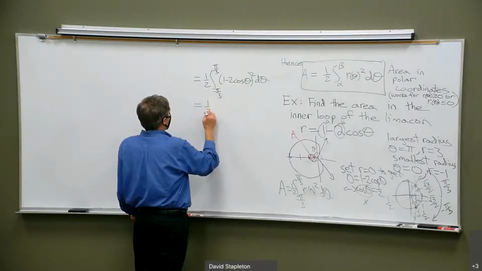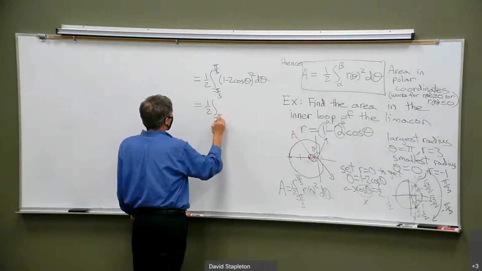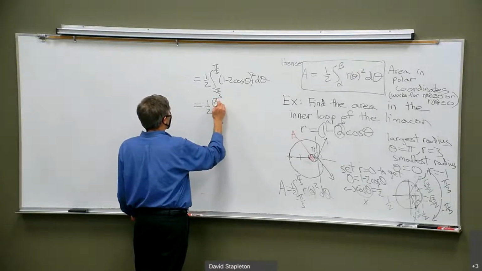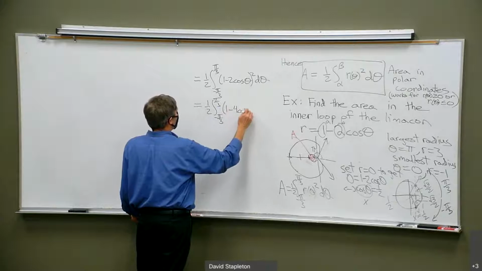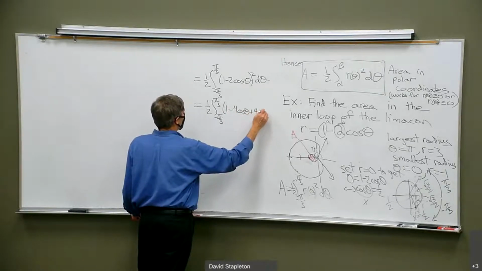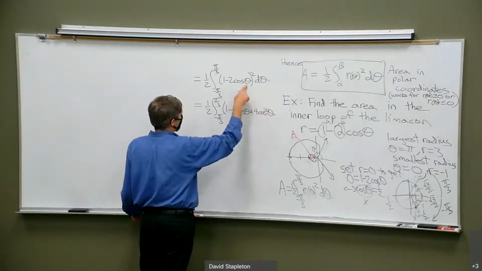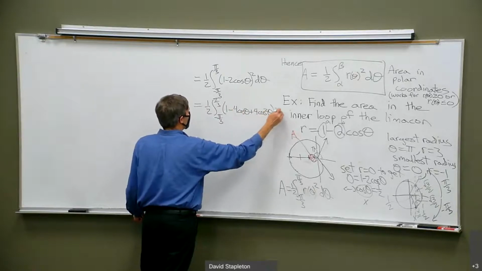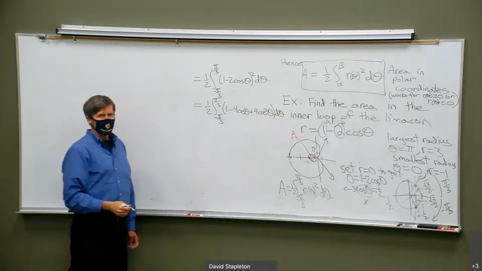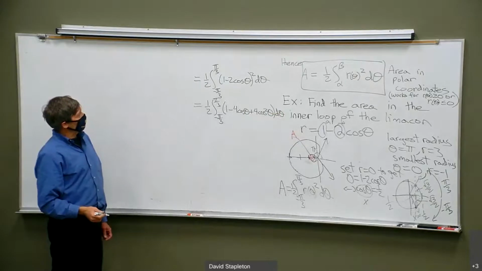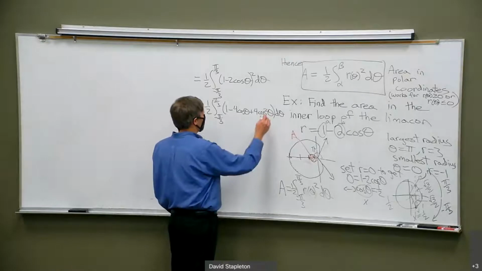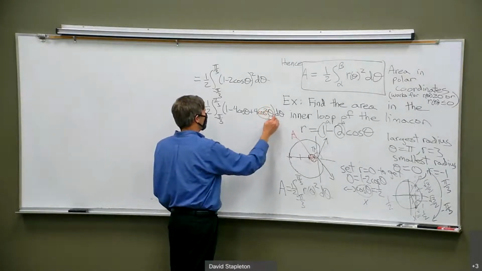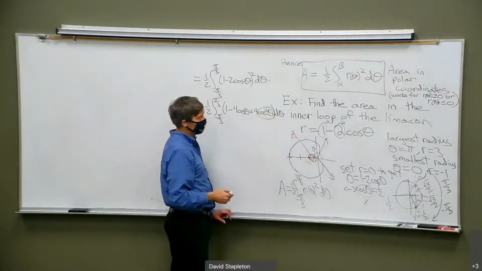This is 1/2 the integral from minus pi over 3 to pi over 3 of 1 minus 4 cosine theta plus 4 cosine squared theta, which is what I get by foiling this, d theta. For integrating cosine squared, there's a trick; there's other tricks too, like reduction formulas and so forth, but it's a nice way to integrate cosine squared.